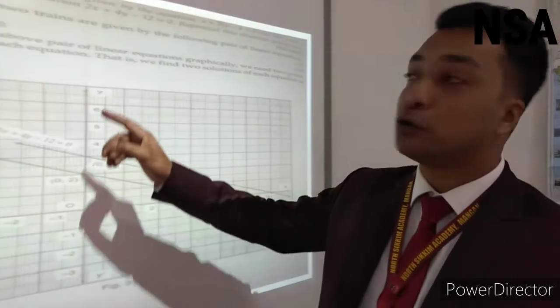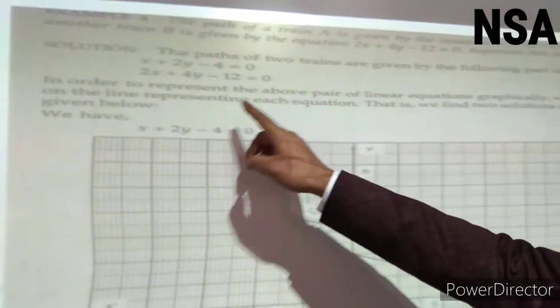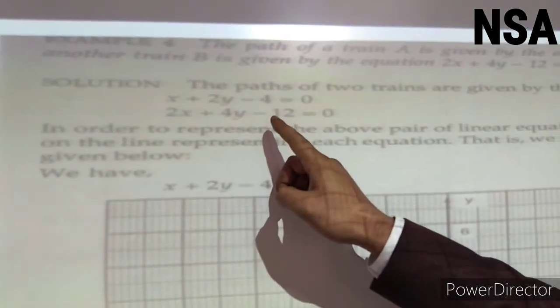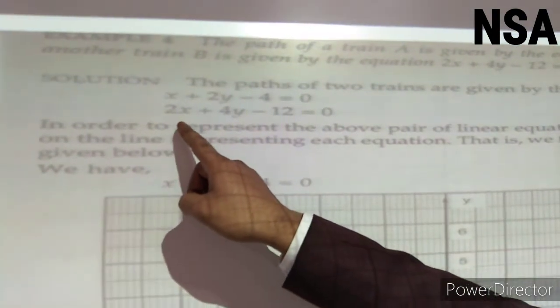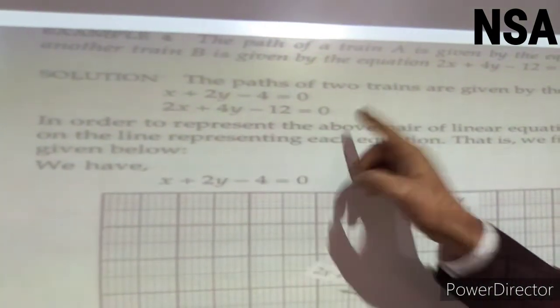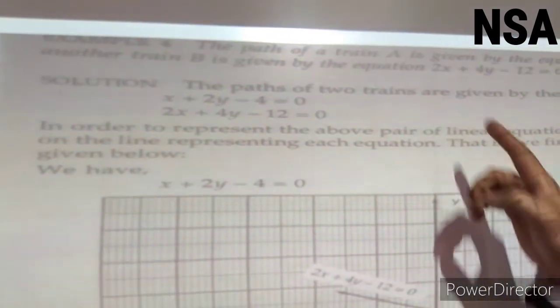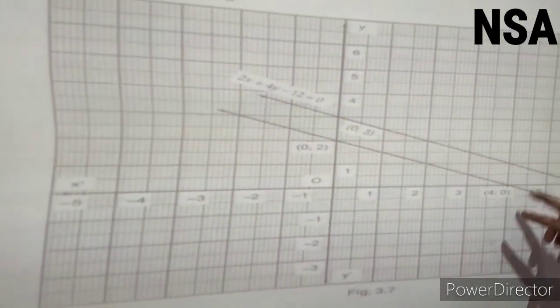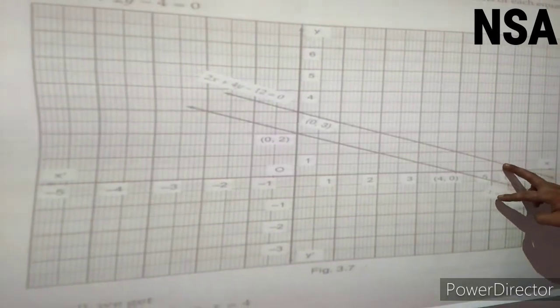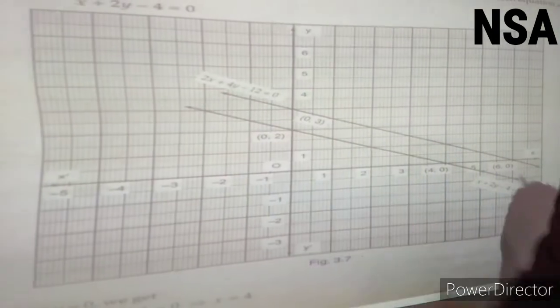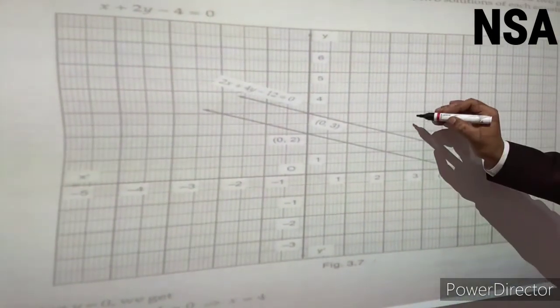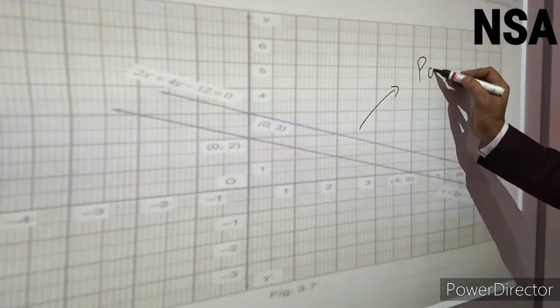Now we are going to talk about the second example. The example is x plus 2y minus 4 equals 0, and the other equation is 2x plus 4y minus 12 equals 0. So we find the solution for this and plot those solutions on the graph. When you have plotted the solution on the graph, you will get this type of lines. The first one represents your first equation and the second one represents your second equation. These type of lines are known as parallel lines.